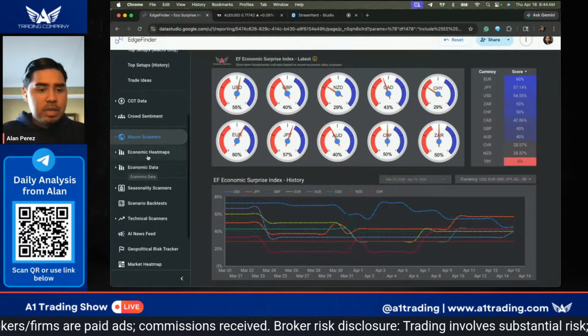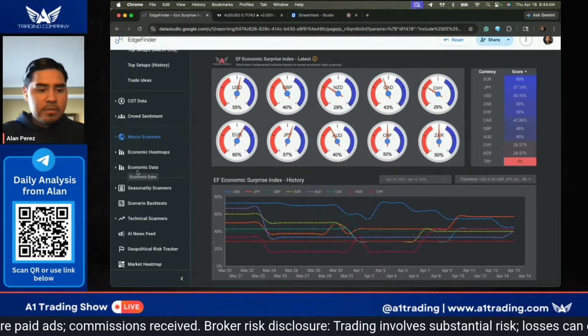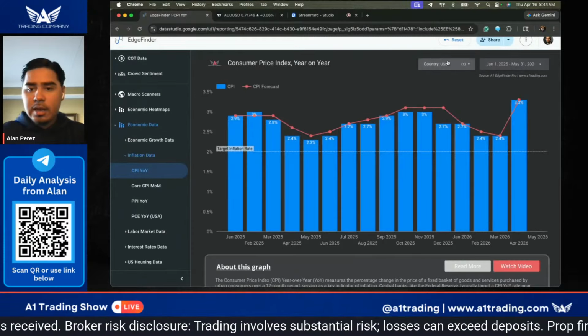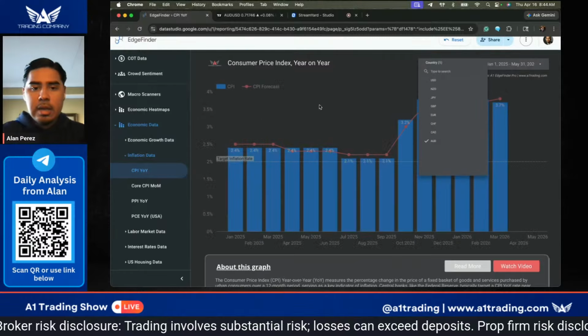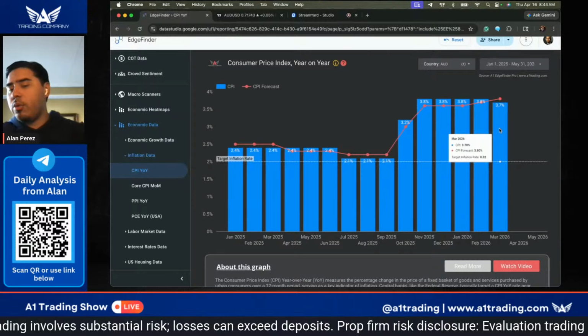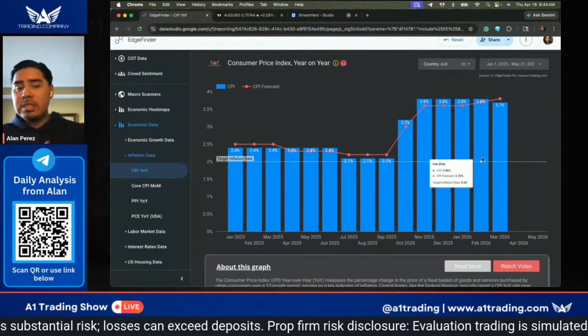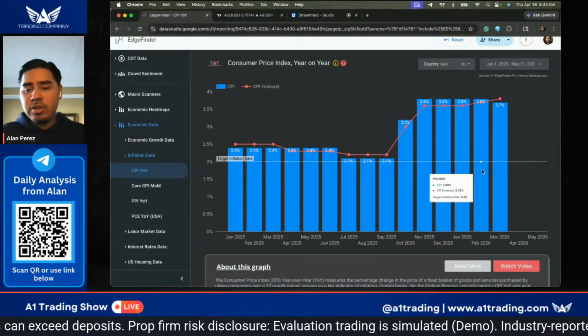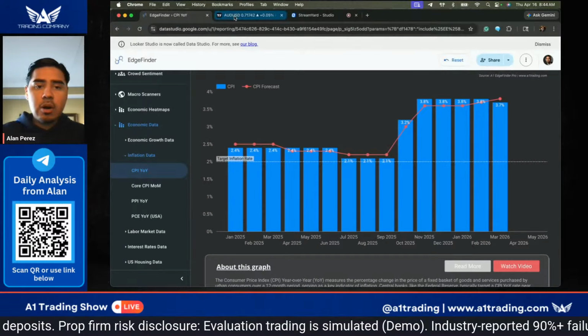If I go to the economic data here, and look at CPI for the Australian economy, I can definitely show you guys that here. You can see that they are at 3.8%. They're still high at 3.7. But they've definitely said that they're willing to go ahead and hike those interest rates to fight inflation. You can see that they are way above their 2% target.